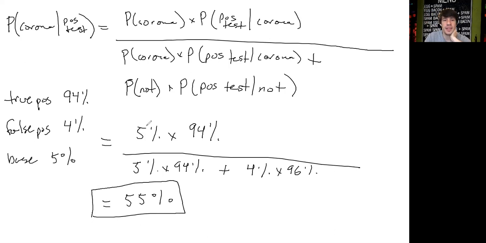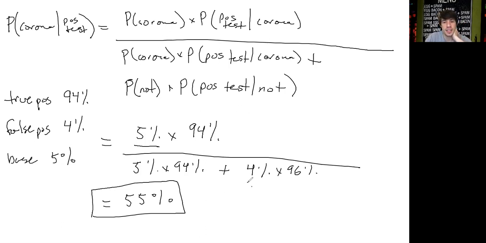Okay, so why is that? Well, 5% of 94% is not that different than 4% of 96%. But what's important here is that this small number, the 5%, is the probability of corona, the base rate, right? So that's like if we do a community survey and find that around 5% of people have had it.